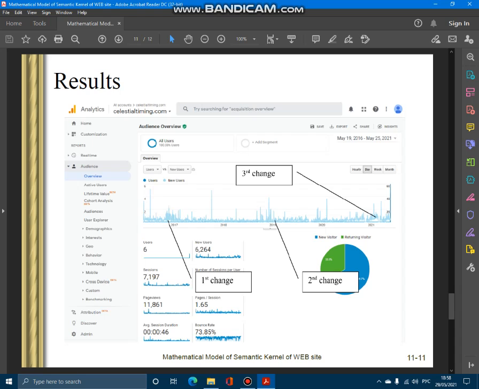Third, a promising area of research is the analysis of profiles in social networks in order to identify semantic kernels and, on their basis, search for potential buyers of a product or service.